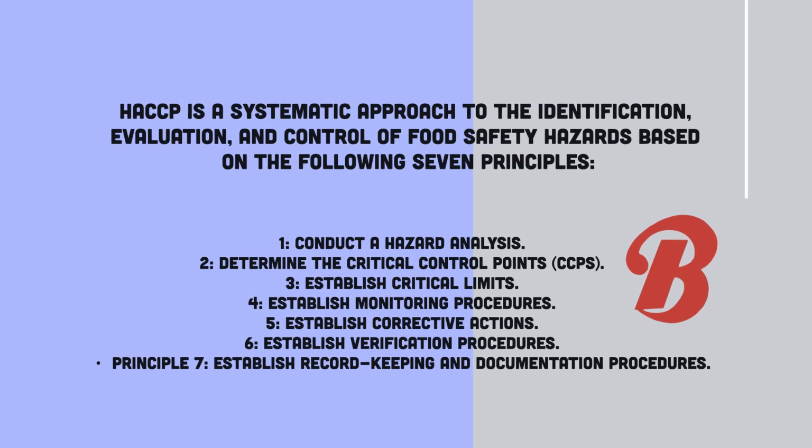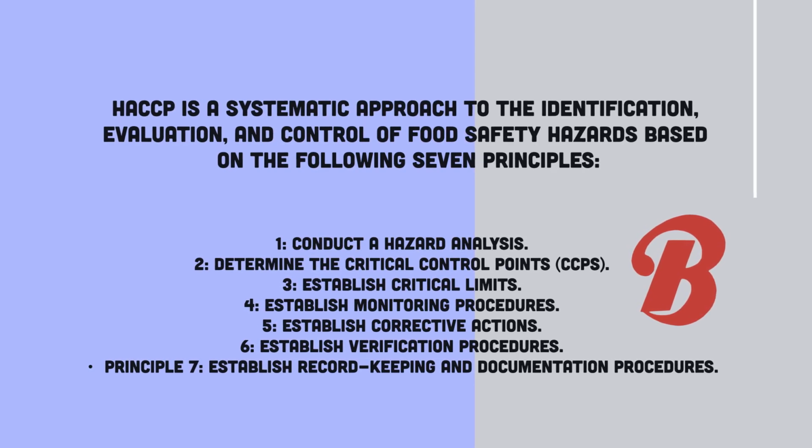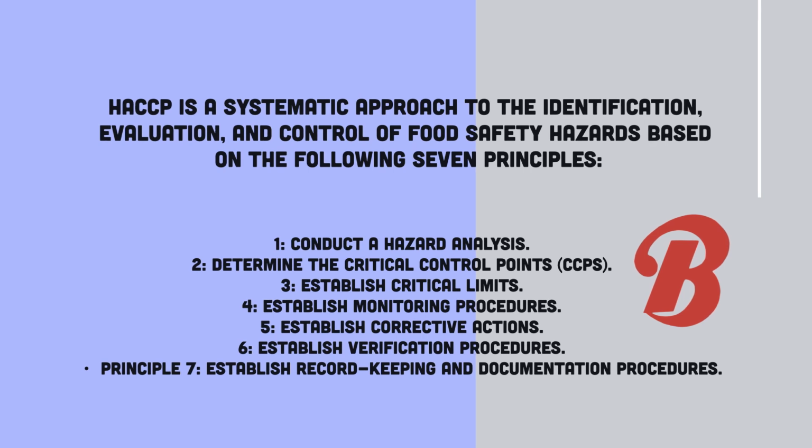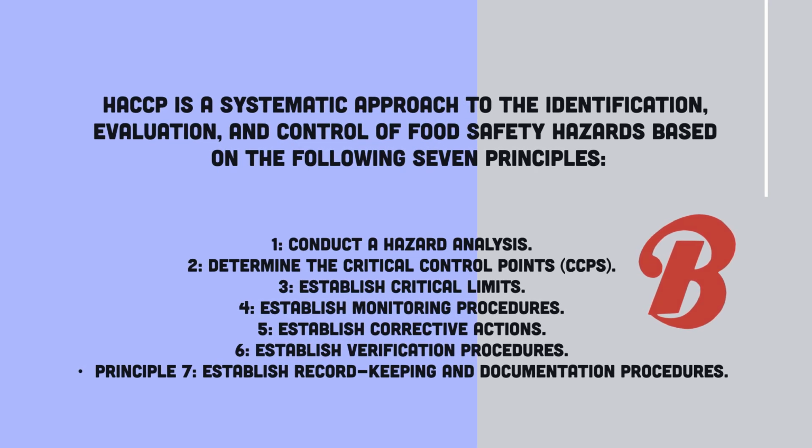HACCP is a systematic approach to the identification, evaluation, and control of food safety hazards based on the following 7 principles. Conduct a hazard analysis. Determine the critical control points. Establish critical limits. Establish monitoring procedures. Establish corrective actions. Establish verification procedures. Finally, establish record-keeping and documentation procedures.